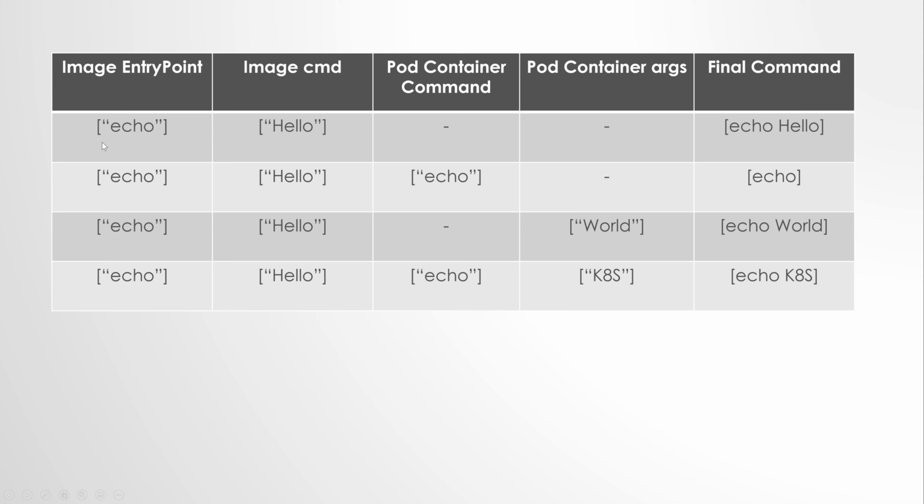The first combination is no command or arg details in pod configuration. Then by default the entry point and the command which is given in the Docker image will be executed. And the second option, if you only give command details in the pod configuration without any args, then only the command which is given in the pod container under command field is executed. The third one is, if you don't give any command details and only args in the pod configuration, the entry point and the args will be combined and it will be a new command.